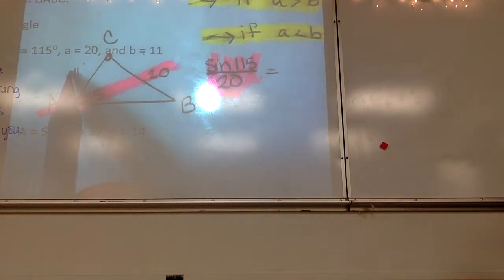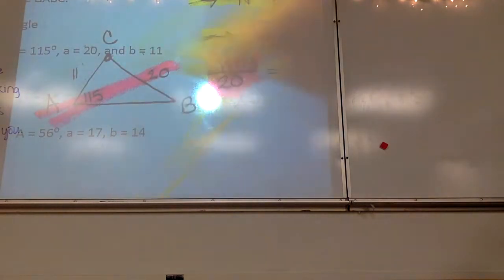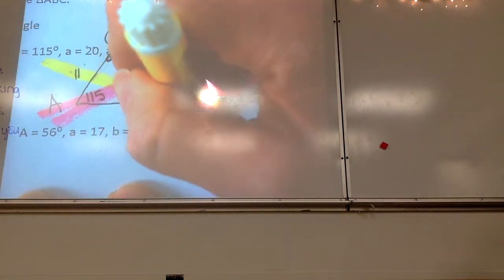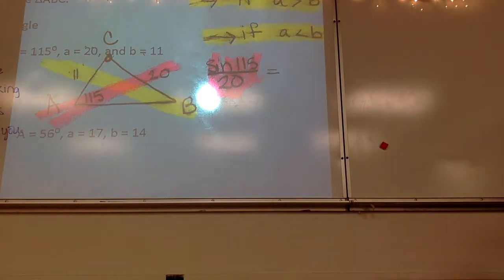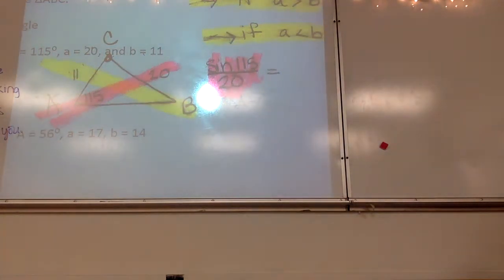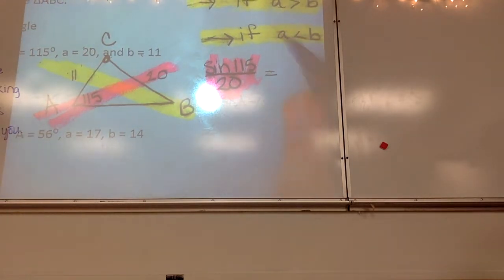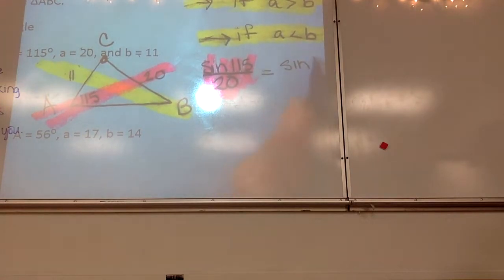So I have this 11, right? What's missing in that pair? The big B. This is where it's different from yesterday. You did this last year where the angle's missing. We just didn't do it yesterday. So we're going to write down sine of B, capital B, over 11.